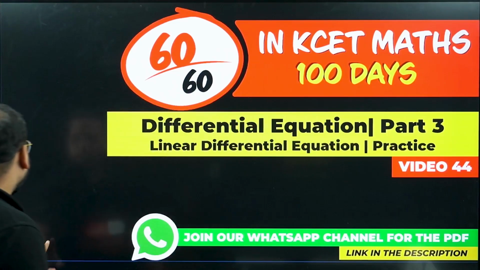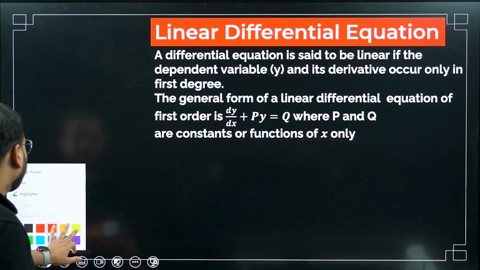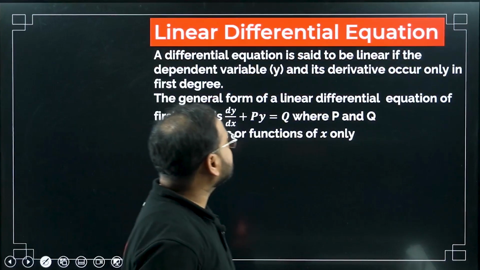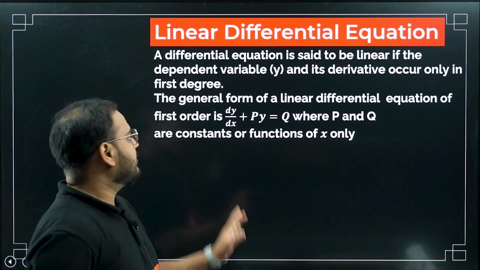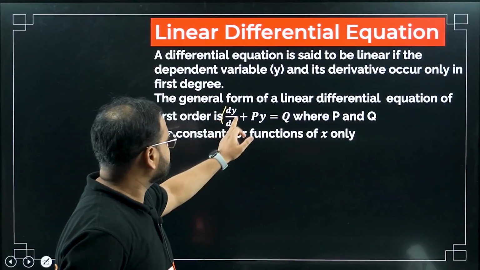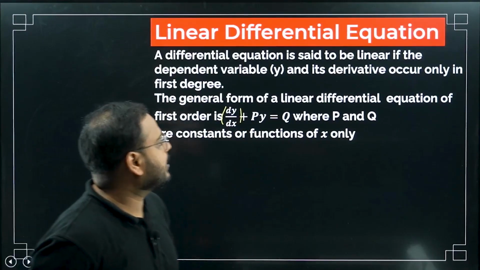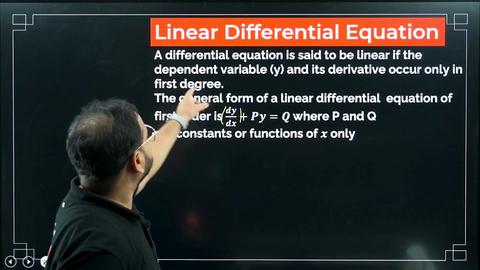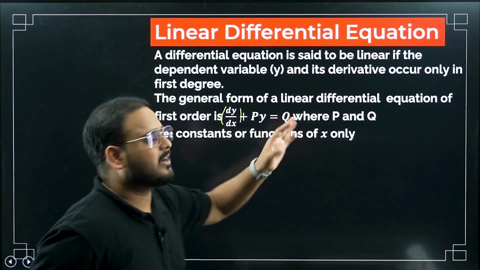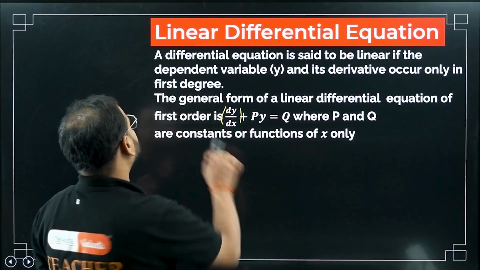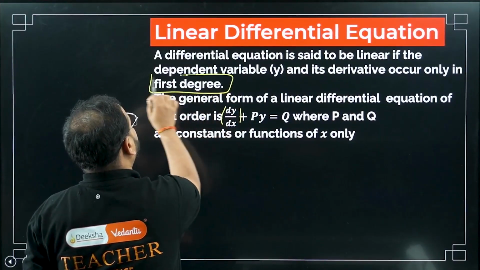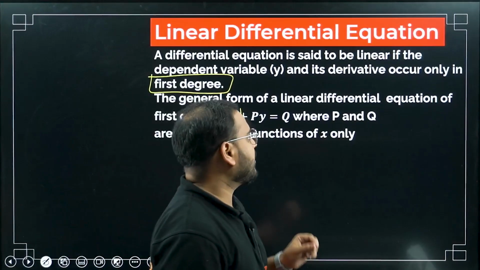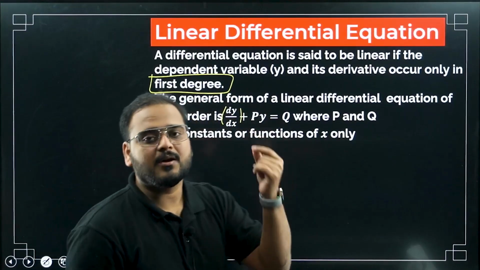First thing coming up, what is the linear differential equation, sir? A differential equation is said to be linear if the degree should be only 1. The dependent variable is y and the independent variable is x, that's all right, but the degree is mandatory 1. It means the derivative has only power of 1.